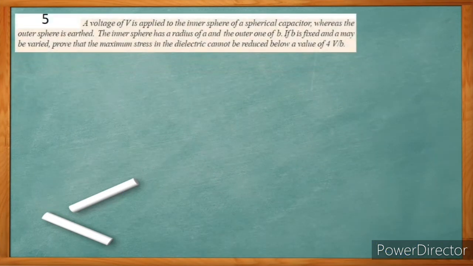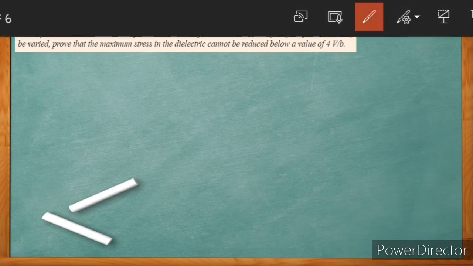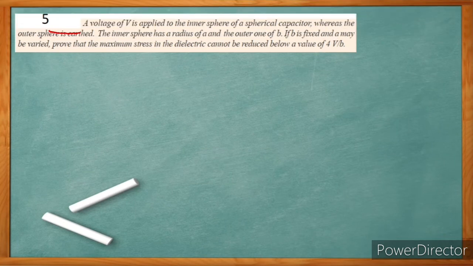And for the next problem, we have here problem number 5. A voltage of V is applied to the inner sphere of a spherical capacitor, whereas the outer sphere is Earth. The inner sphere has a radius of A and the outer one of B. If B is fixed and A may be varied, prove that the maximum stress in the dielectric cannot be reduced below a value of 4V over B. Earth here means grounded.